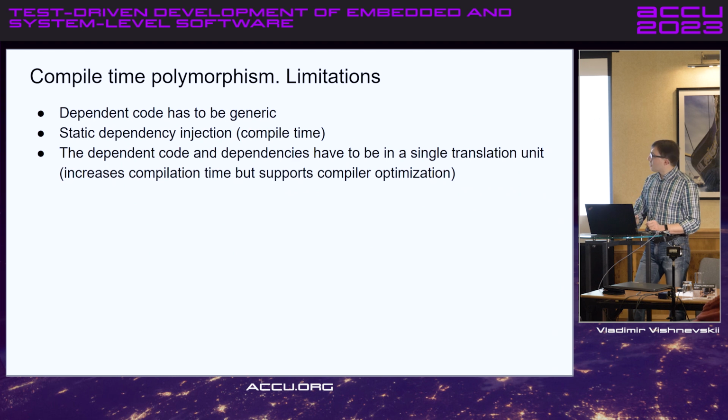So, but yes, it comes with the cost that dependent code has to be generic. Of course, it's static dependency injection, everything happening at compile time, and the dependency and dependent code errors need to stay in a single compilation unit. Unfortunately, this can increase compilation time. It also can be problematic in some cases.